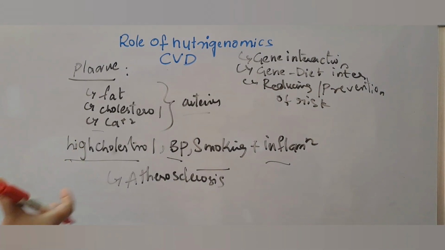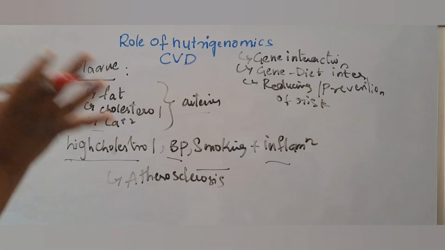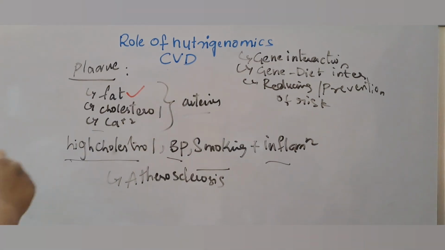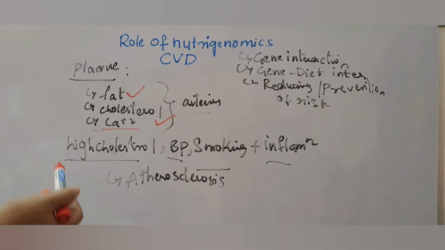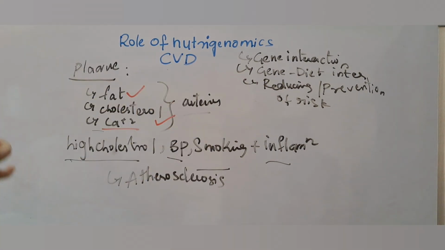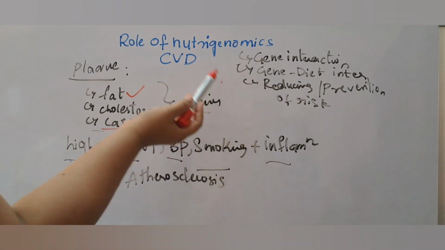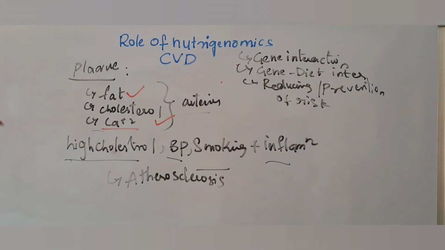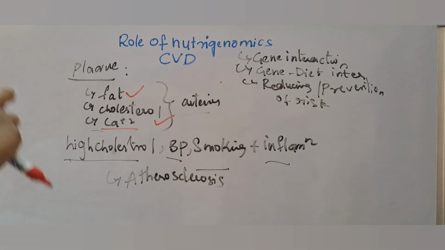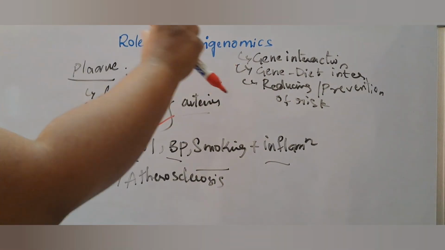Okay, so now we have to reduce all this. That means we have to reduce fat, we have to reduce cholesterol, and also we have to regulate the flow of calcium. Okay, so how do we implement all this? With the help of gene interaction, diet interaction, and afterwards we'll talk about prevention of the risk. So how nutrigenomics interacts with all this, we'll look into.